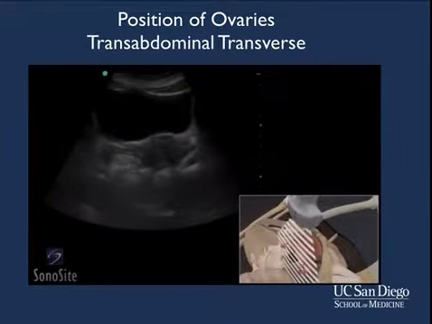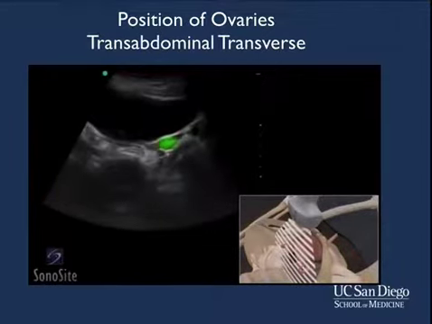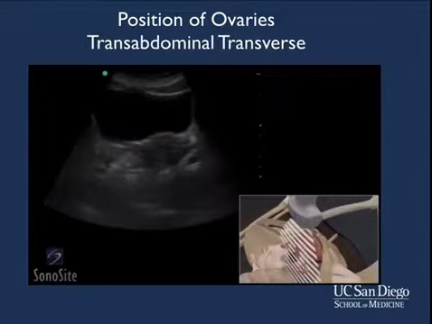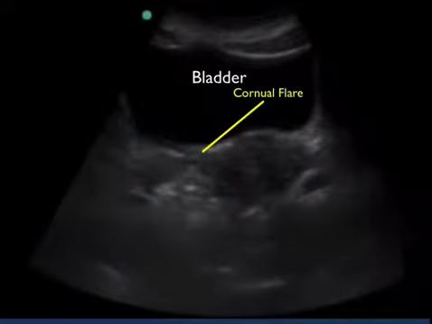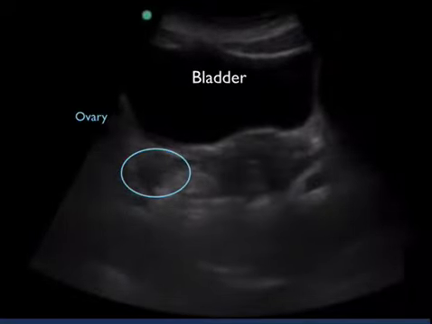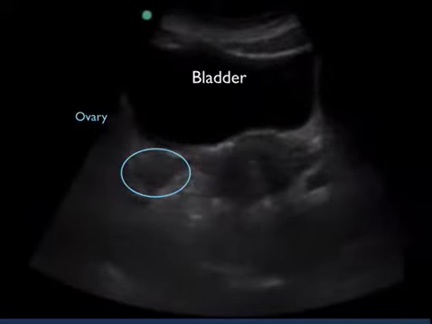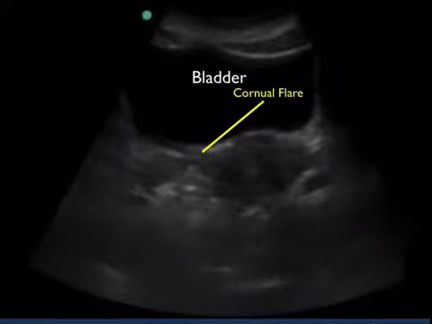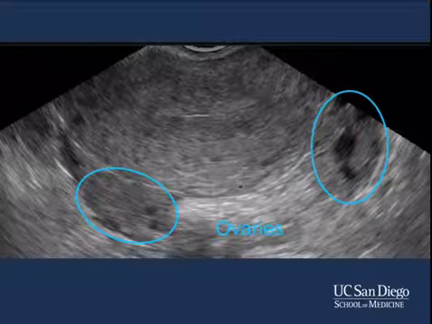This is a view of where the ovaries lie in respect to the uterus in the transabdominal transverse view of the uterus. To find the ovaries, we oftentimes follow the lateral aspect of the uterus, called the cornual flare, out to the relatively hypoechoic ovary. Sometimes we can identify the ovaries actually posterior to the uterus, as in this clip.